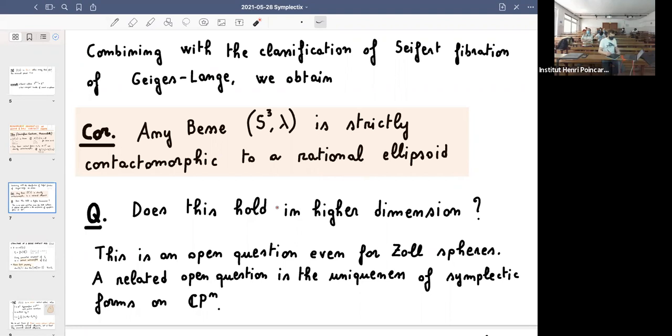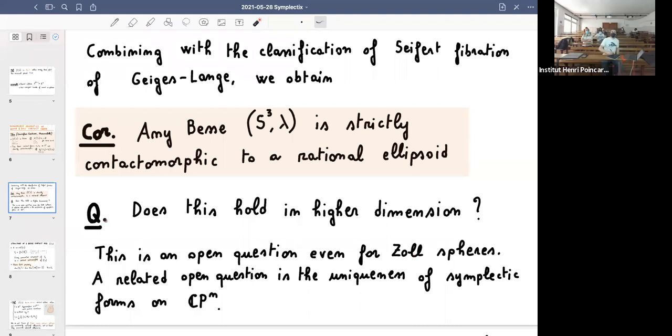Indeed, as Alberto Abbondandolo pointed out to me, it's not even known if there are exotic Zoll spheres in higher dimension. And this question seems difficult to me. It's actually related to the uniqueness of symplectic forms on complex projective spaces. So we know that CP1 has a unique symplectic structure once you normalize the volume, say, because it's a surface. For CP2, the uniqueness is a difficult theorem due to Taubes. And if I didn't miss anything recent, nothing is known for dimension 6 on.